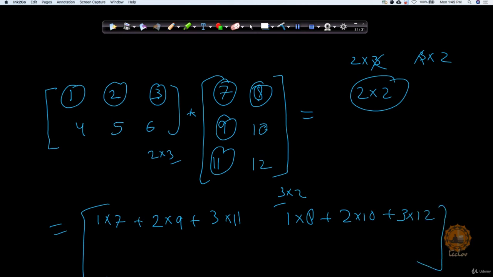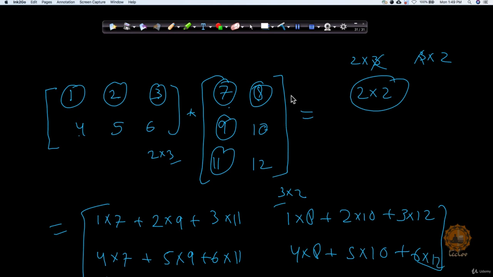Now let's get this. In a similar way we will look at this row now. So 4 into 7, 4 into the first term, plus 5 into 9, plus 6 into 11, and then after that with this, 4 into 8 plus 5 into 10 plus 6 into 12, like this. So this is how you can get the multiplication of two matrices done, and you can always get your output.